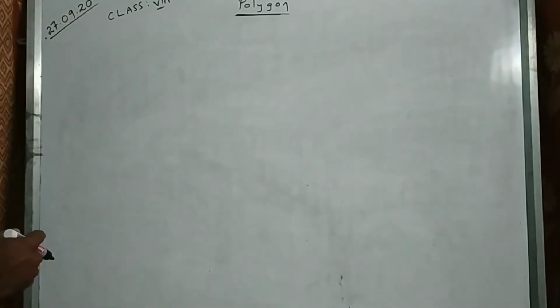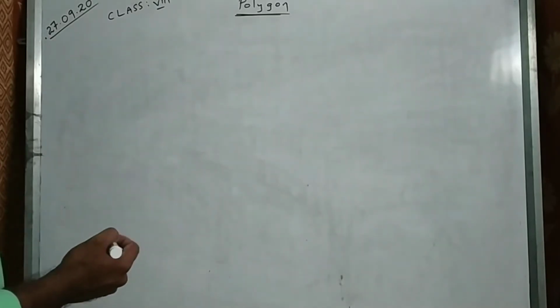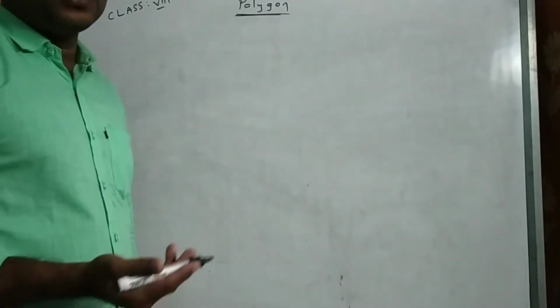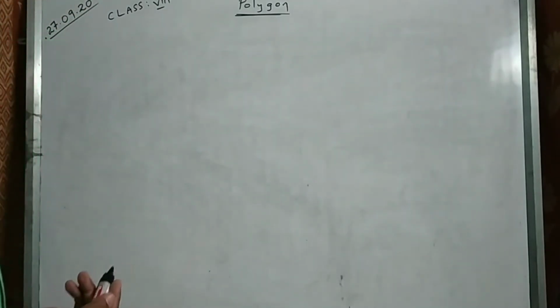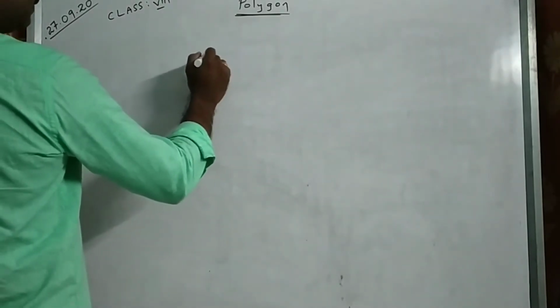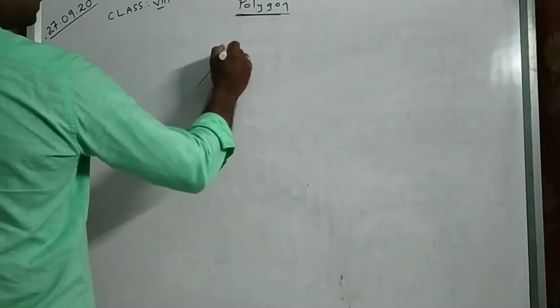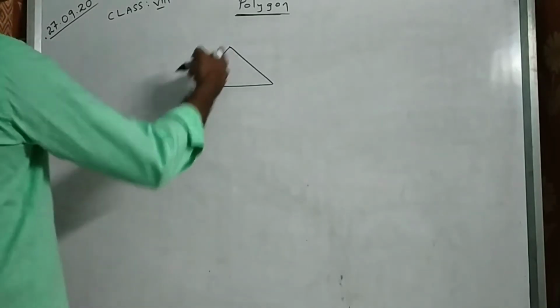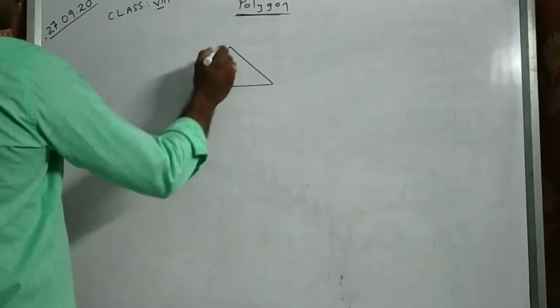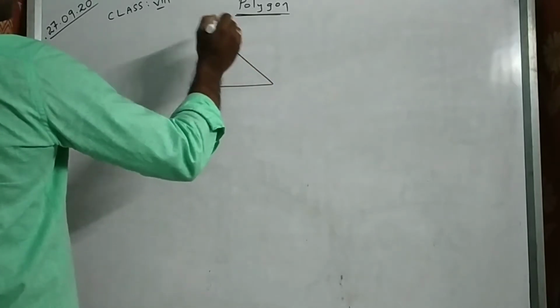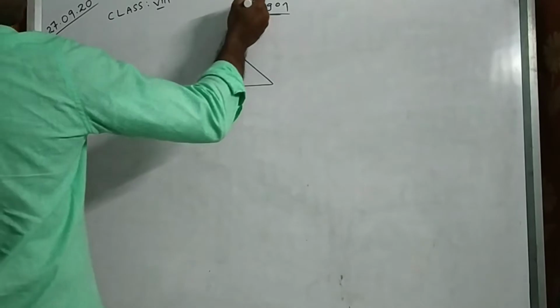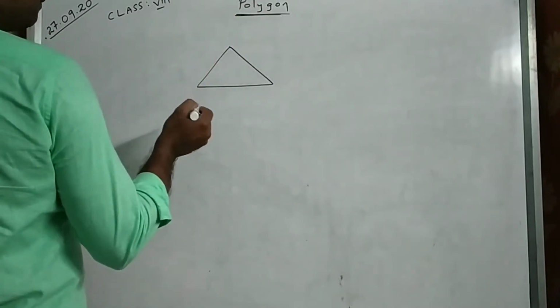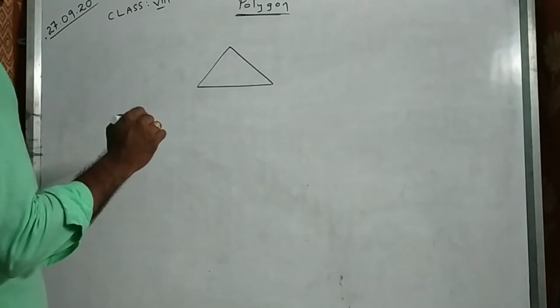Today let us see the concept of polygon. Everybody has got an idea of polygon. Polygon means what? A simple closed figure formed by straight line segments, right? For example, you take this. Is it a closed figure? Right, formed by line segments, 3 line segments. A simple closed figure formed by straight line segments is called a polygon.